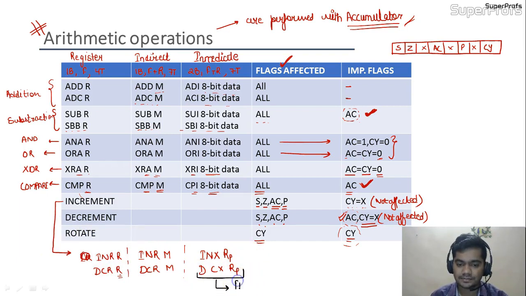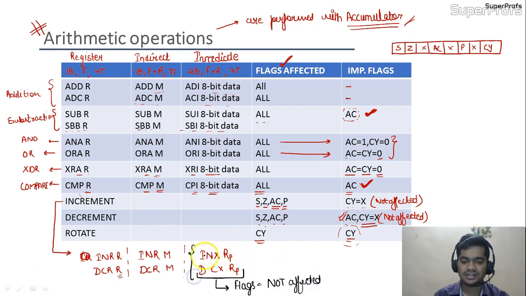for these instructions. For these two instructions, no flag would be affected. Whatever contents were present in the flag register earlier, the same logic levels, high or low, would be present after these instructions also. That is, there would be no effect on the flags during these two instructions.